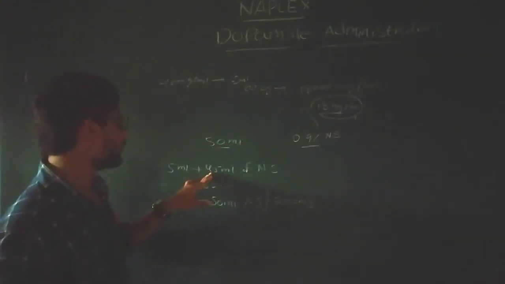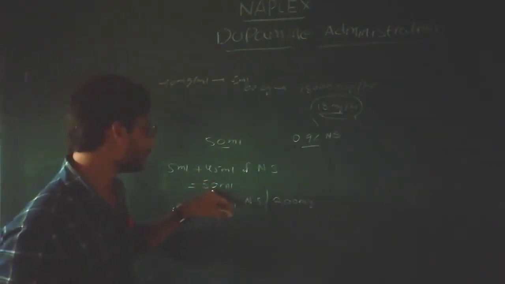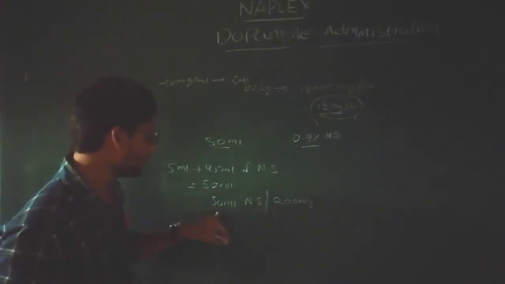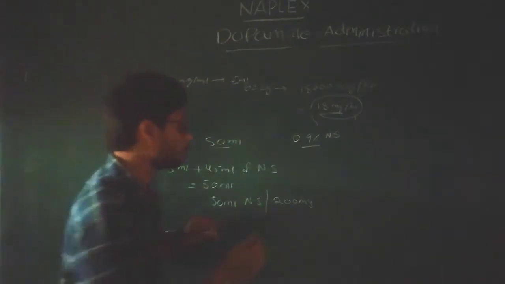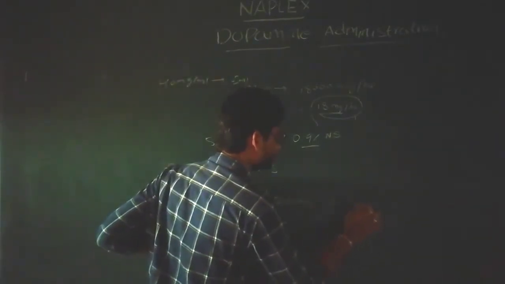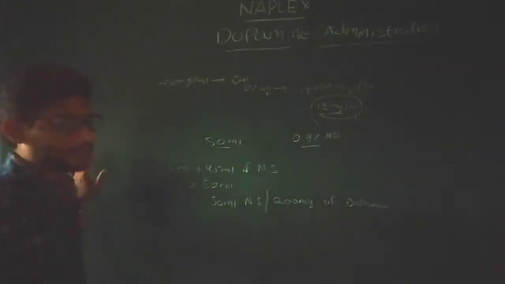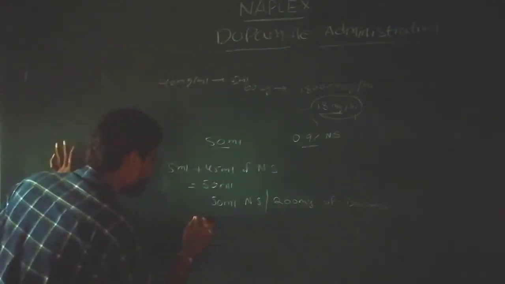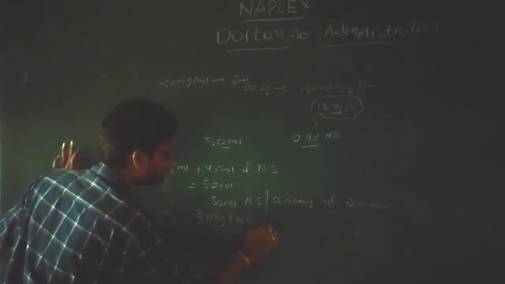Okay. I am going to dilute the 5 ml of dopamine with the 45 ml of normal saline. So in total it makes a volume of about 50 ml. And here, you see, the 50 ml of normal saline contains 200 mg of dopamine. The dose needed for treating persistent hypotension is 5 micrograms per kg per minute.